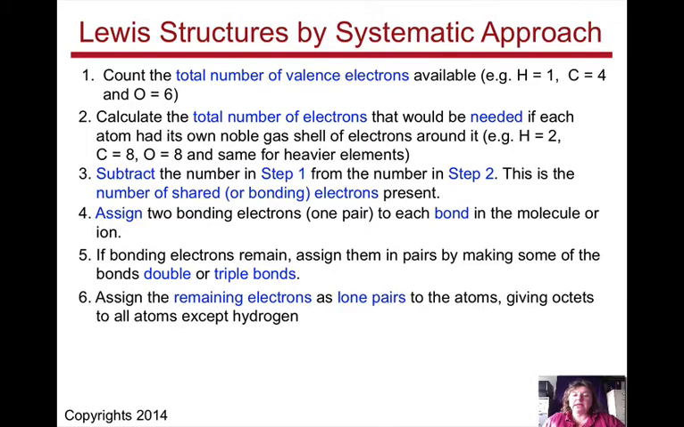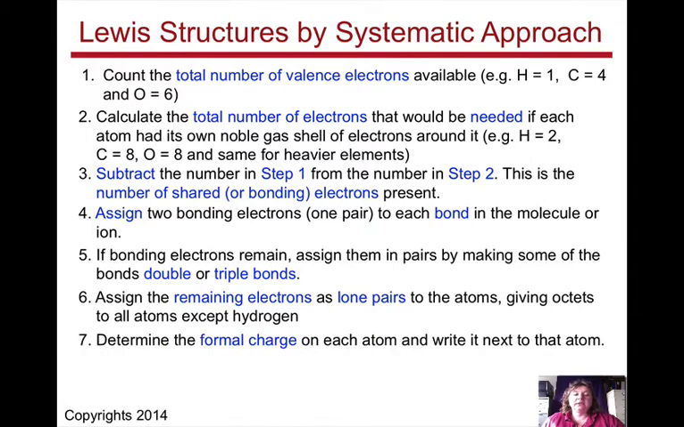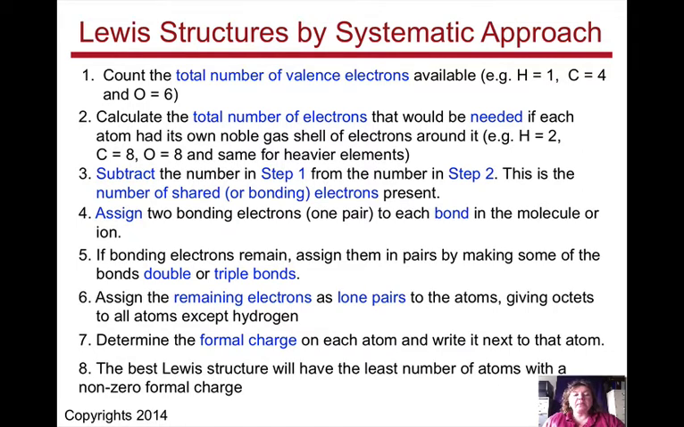6, assign the remaining electrons as lone pairs to the atoms, giving octets to all atoms except hydrogen, who only wants 2 electrons. 7, determine the formal charge on each atom and write it next to that atom. And then 8, the best Lewis structure will have the least number of atoms with a non-zero formal charge.